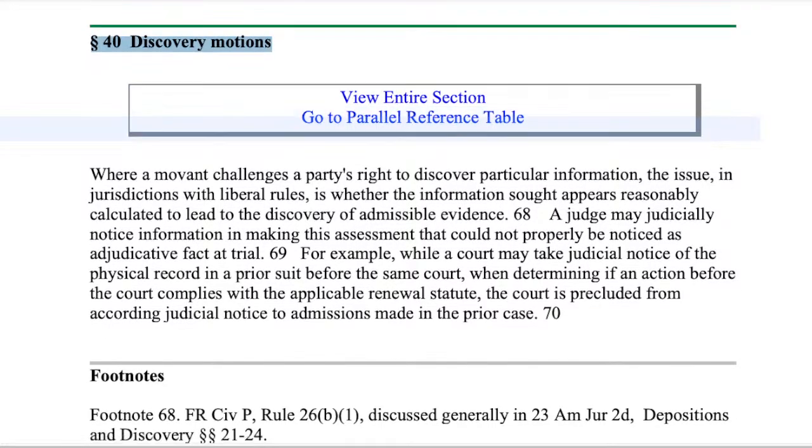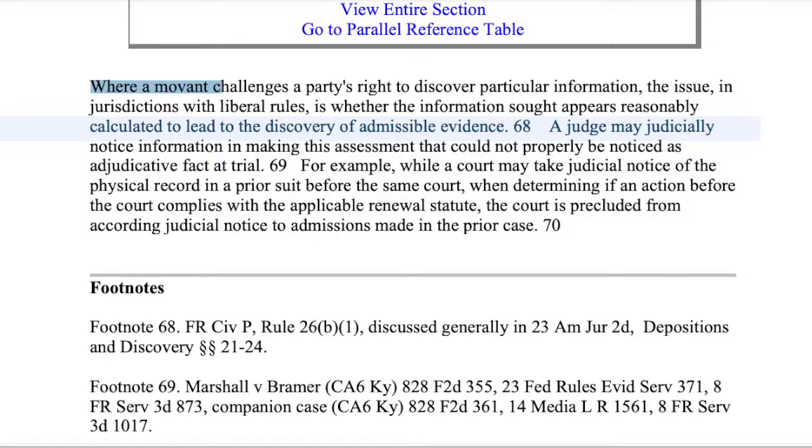Section 40, discovery motions. Where a movant challenges a party's right to discover particular information, the issue in jurisdictions with liberal rules is whether the information sought appears reasonably calculated to lead to the discovery of admissible evidence. A judge may judicially notice information in making this assessment that could not properly be noticed as adjudicative fact at trial. For example, while a court may take judicial notice of the physical record in a prior suit before the same court when determining if an action before the court complies with the applicable renewal statute, the court is precluded from according judicial notice to admissions made in the prior case.